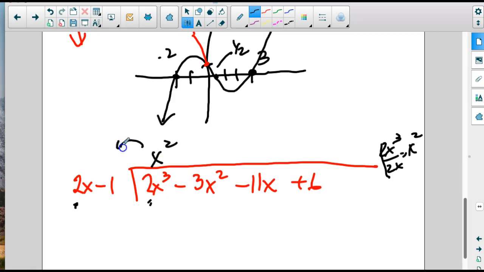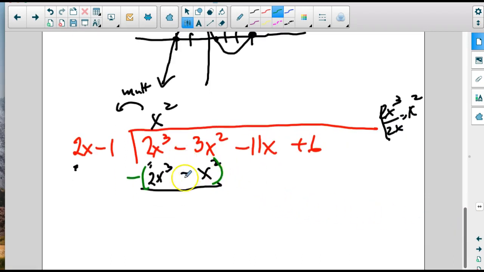Now we multiply this way to get the numbers down here. That's going to give us 2x cubed, because that was our goal. That times that is 2x cubed. This one times -1 is minus x squared, and we put it right under the x squareds. We then subtract, just like we did in the past. This goes away. This becomes plus. So we're going to get -2x squared. Bring down everything else, because this is what's left over after dividing by x squared.